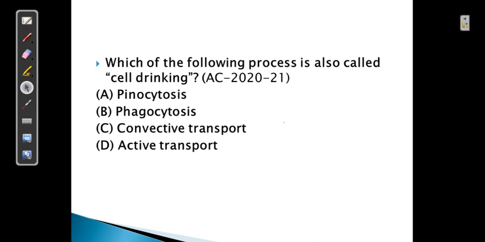Next question, which of the following processes is also known as cell drinking? In the very first slide we have seen that pinocytosis is the process which is also known as cell drinking.